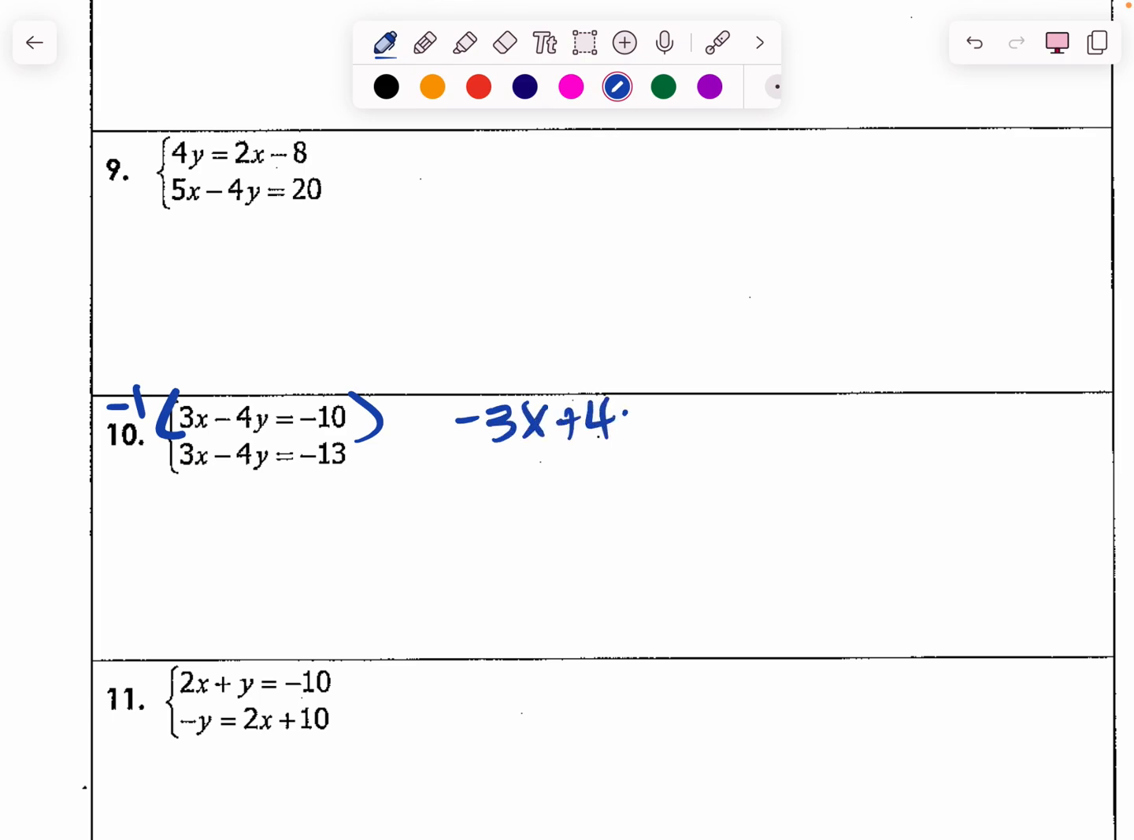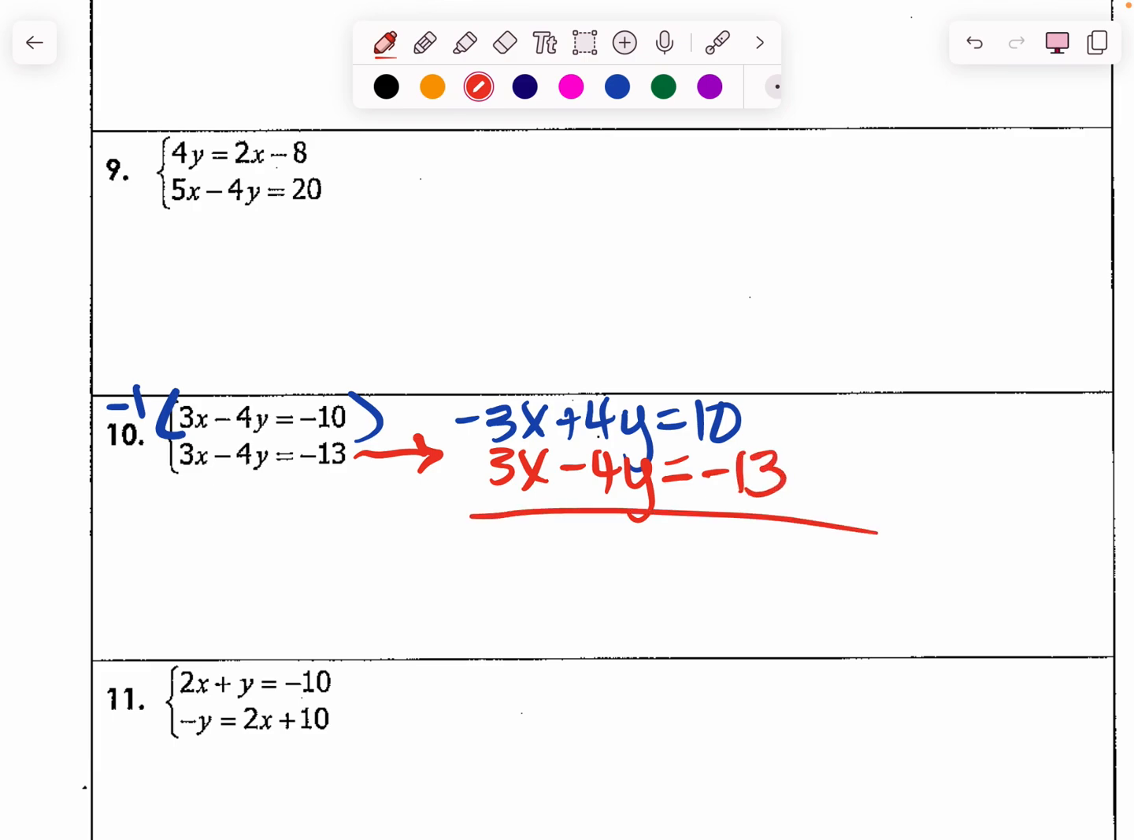All right. So for number 11, do you want to get it into standard form, or do you want to get it into y equals mx plus b form? Standard. So I'm going to move over this 2x. So then I get 2x plus y equals -10, and -2x minus y equals 10. Yes. So that would not be using elimination. That would be using the substitution method.